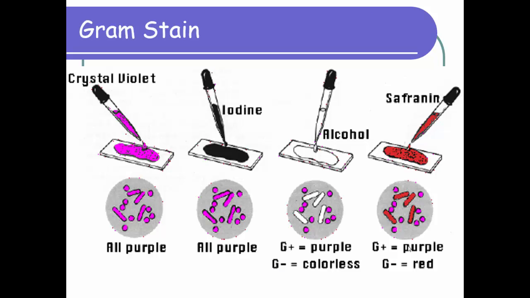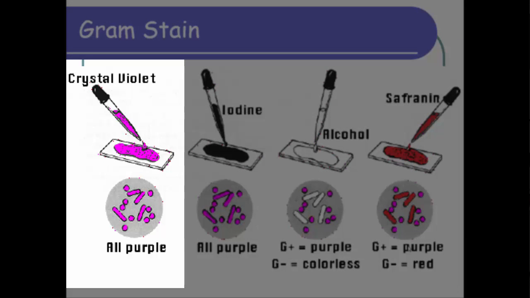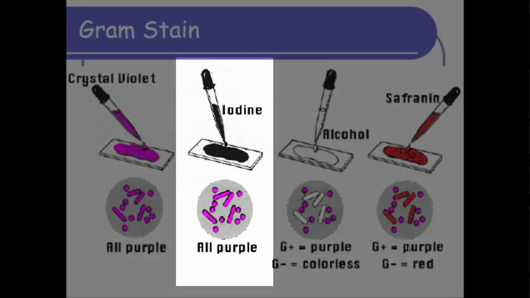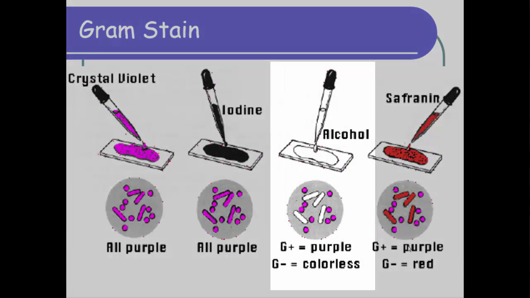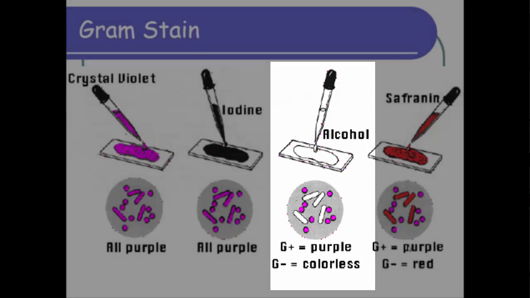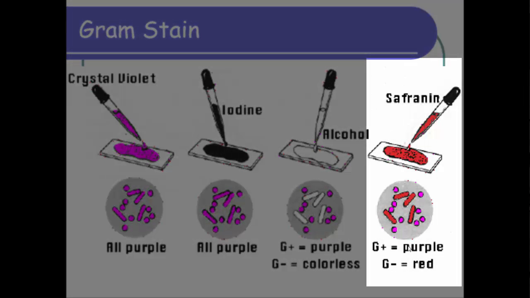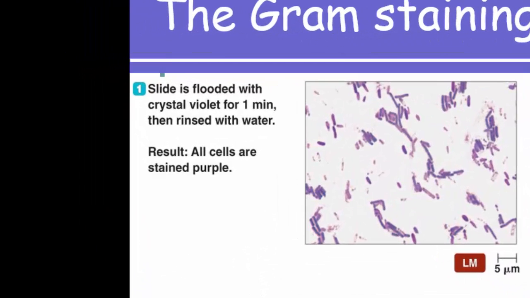The Gram stain consists of 4 steps. The primary stain, crystal violet, which is a dark purple stain, the iodine, which is the mordant, an alcohol acetone wash, and a secondary stain, which is an acidic stain known as safranin. In photograph 1, the slide is flooded with crystal violet for 1 minute and then rinsed with deionized water. If we looked at the slide at this point, all the cells, both positive and negative, will stain purple.